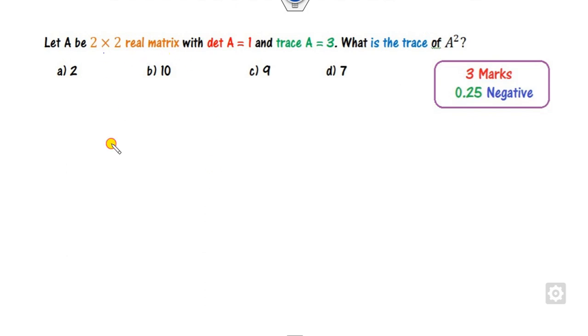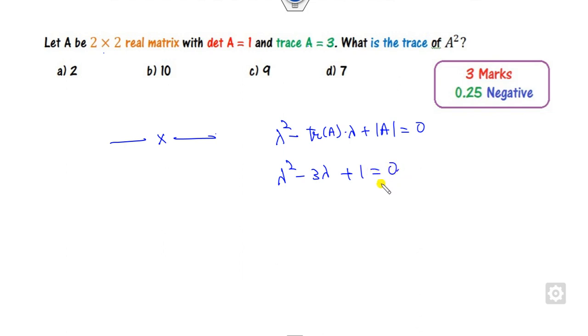Okay, what is that? 2 cross 2. There are 2 eigenvalues, so the product of them will be 1. Trace is 3. So what is the characteristic equation? We all know the characteristic equation is here. Fine. So the trace is my 3, product is my 1. So what are the eigenvalues of this? So how can you find the eigenvalues? Eigenvalue is 3 plus minus root of 9 minus 4, over 2. So 3 plus minus root 5 over 2. These are the eigenvalues of A.